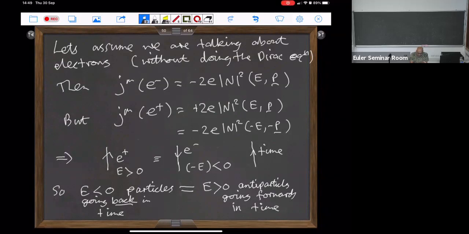So mathematically, if I consider the time axis as going from south to north on the blackboard here, then a positron going forwards in time with positive energy is mathematically the same as an electron with negative energy going backwards in time.